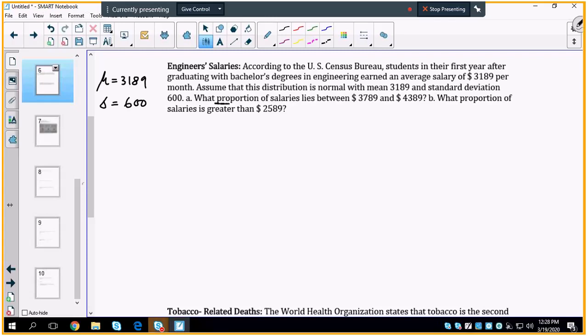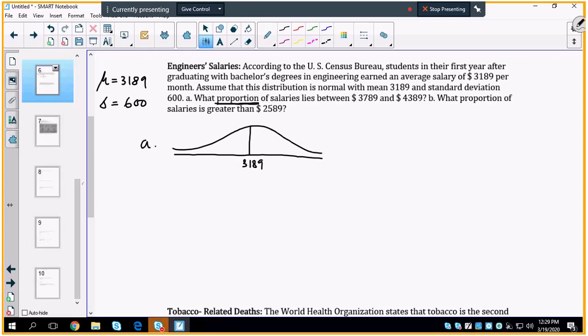See the word proportion? So now I'm not talking about probability, I'm talking about percentages. You can write your answer in terms of percentages. Draw the diagram. The mean is 3189. That's the central location.